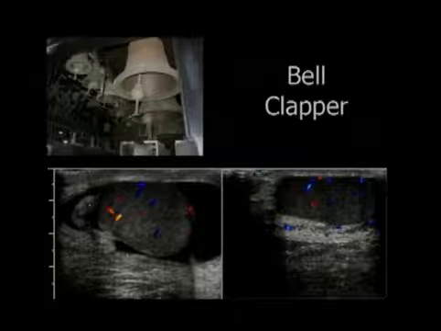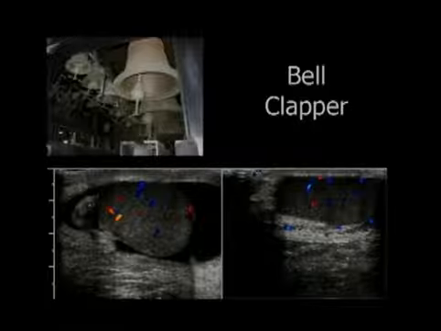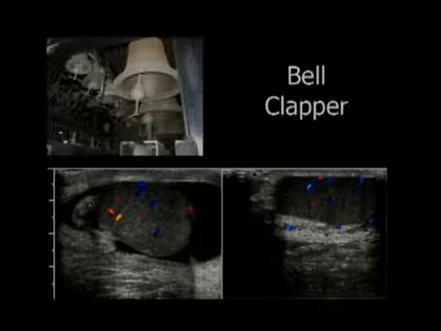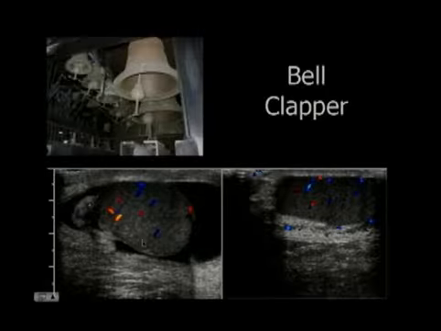Testes torse because they are not normally fixed to the scrotal wall, and so the term is a bell clapper deformity, where the testicle hangs within the scrotum like the clapper within a bell. And this can be a difficult diagnosis, but if you do have hydrocele fluid and you scan very gently, you can probably demonstrate, as in this case, that there is fluid all the way around the testicle, that it is not attached in any way to the scrotal wall, and the only thing that it is attached to is up here where the cord comes in.